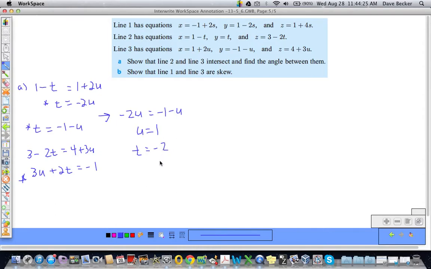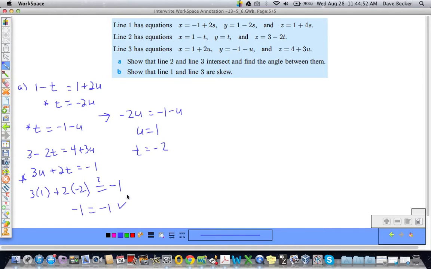Okay, so if I check these values, I should get a true equation here. This is my check to make sure that they intersect. So I'm going to replace u with 1 and t with negative 2. So 3 times 1 plus 2 times negative 2. Does that equal negative 1? It certainly does. 3 minus 4 is negative 1 equals negative 1. So we have a check.